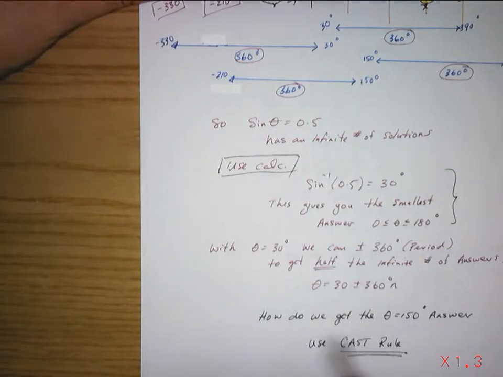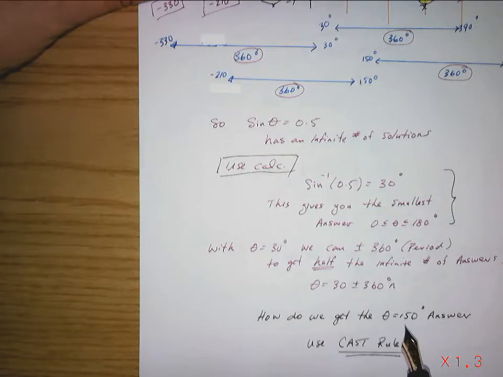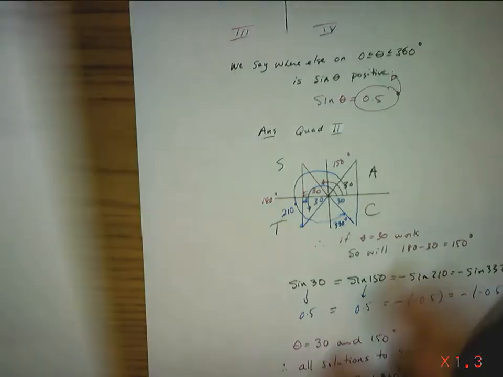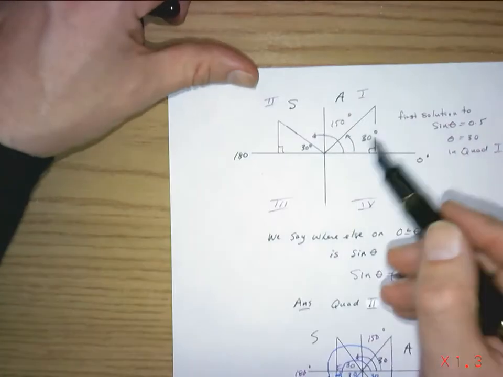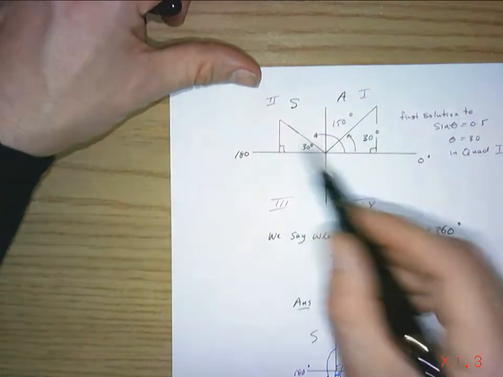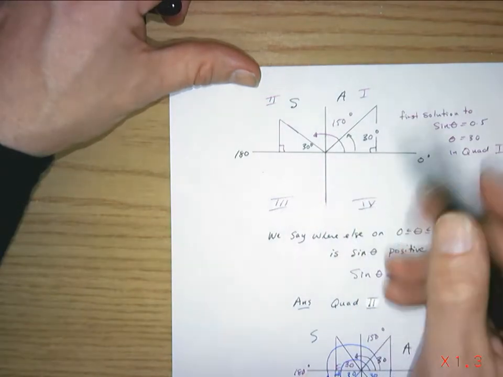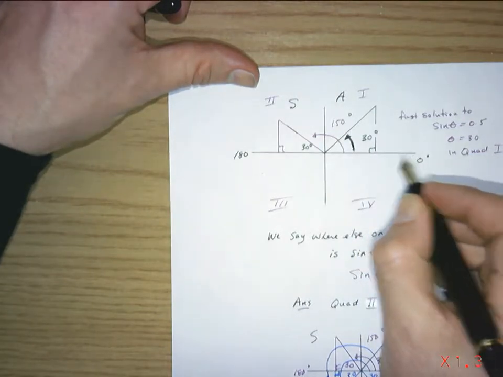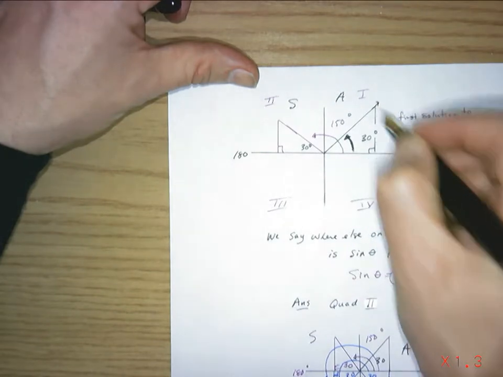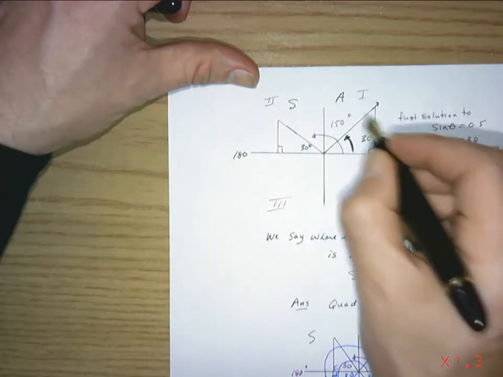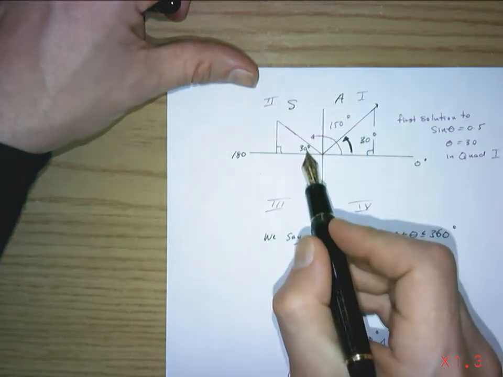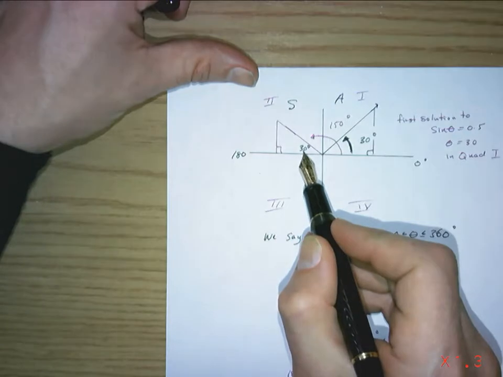So we went through that, and we wanted to know how to get the other answer, and I said we were going to use the CAST rule. So we took a look at the CAST rule, and we said the CAST rule is set up so that I can have related angles, similar angles in each quadrant. So this triangle, which is my first answer that I got with my calculator, 30 degrees, means I rotate from my initial arm up to my terminal arm, and I make a triangle. So that's my initial up to my terminal, and this is going to be 30 degrees. Well, if I reflect that, I have another triangle here that has 30 here as well.